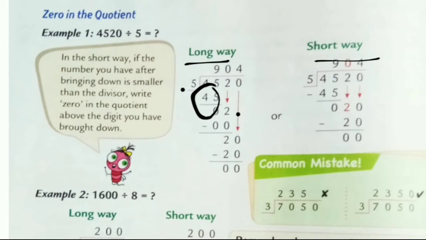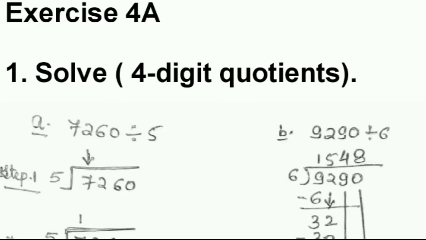So now 5 zeros are 0. So again we will write 2. 2 minus 0 is 2. So then we will write 0. 5 fours are 20. One more method is there, that is a short way to find. Exercise 4a. Solve 4-digit quotient.